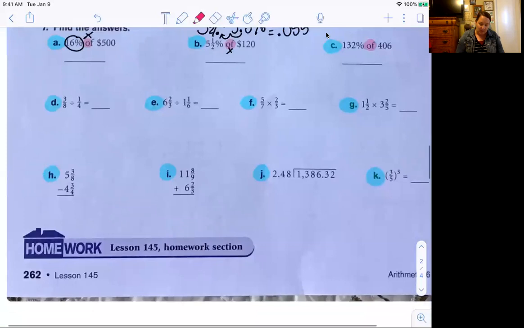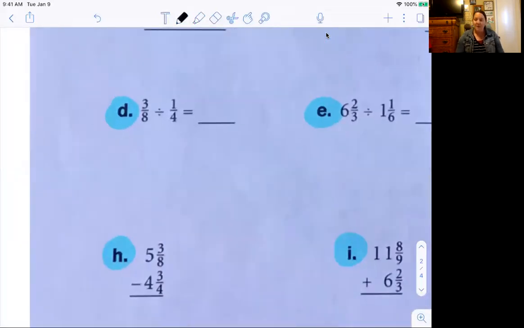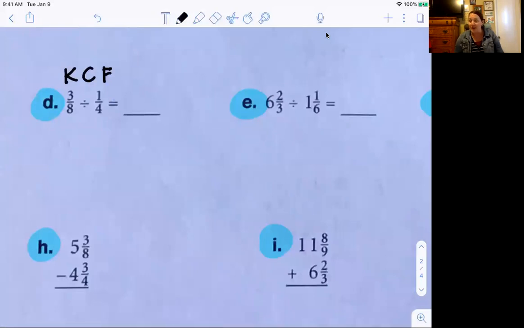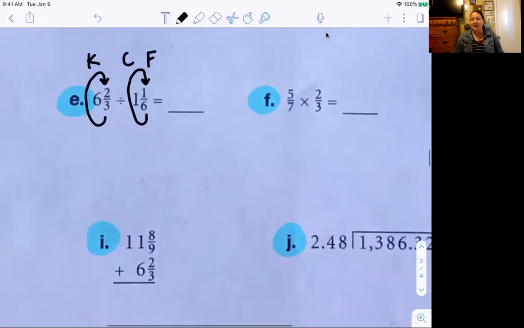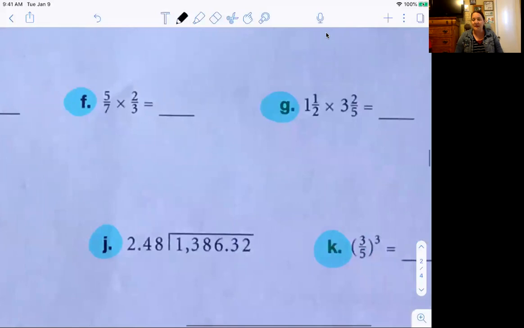Okay, letter D. What do we have for D here? Dividing with fractions. Keep, change, flip. You guys are becoming amazing at that. Letter E, we have the same thing, but before we can keep, change, flip, we have to backwards C. Excellent. Do your backwards C first. Awesome, awesome, awesome. Letter F, multiply, super easy. Letter G, what do you have to do first? Backwards C. Excelente.